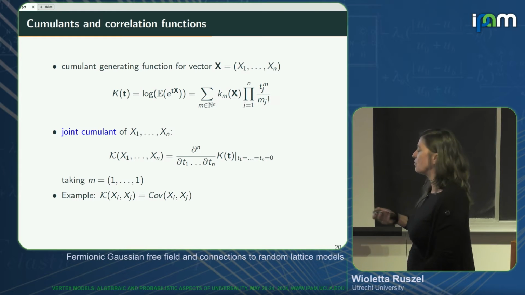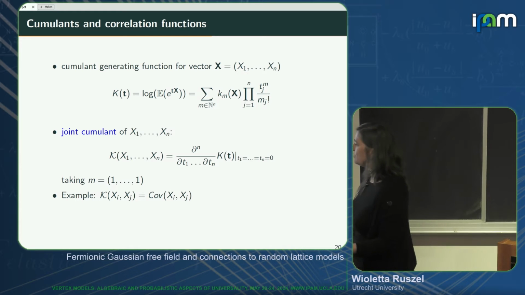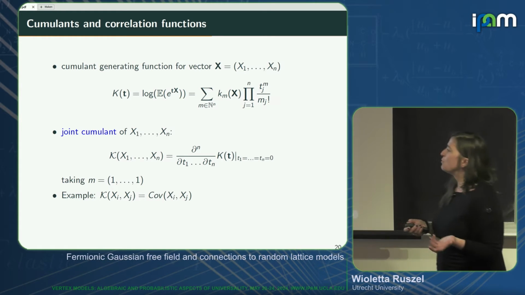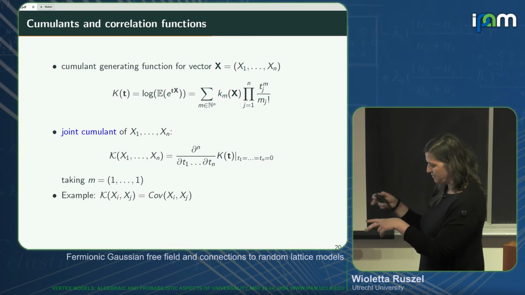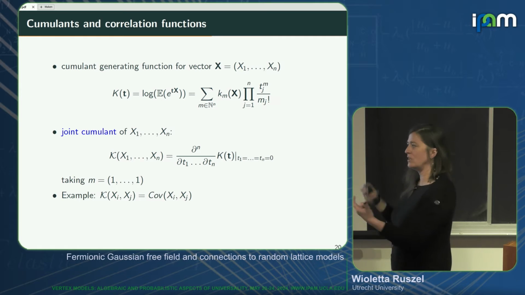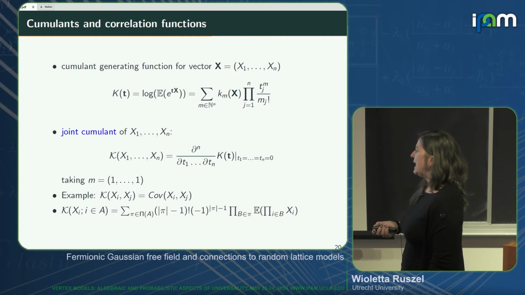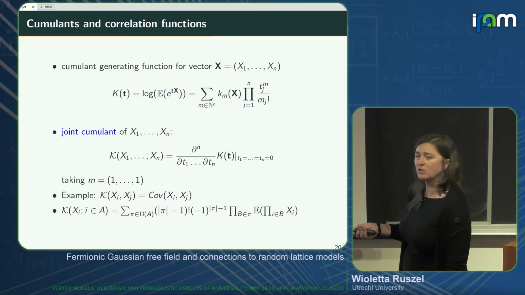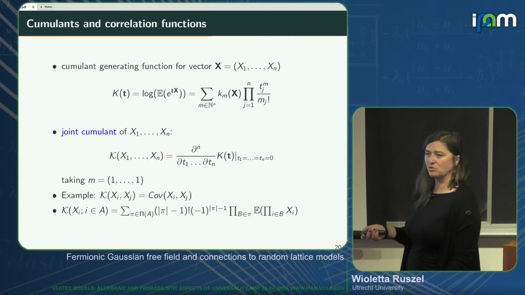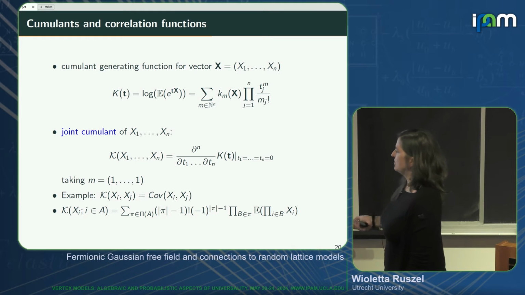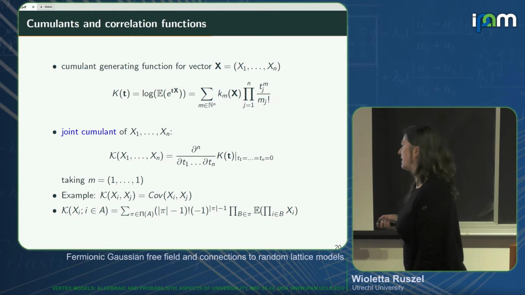In general, if you take, for example, 3, then this will give you the expectation of the product of the 3, and then all the combinations of 2 and 1. And if you're interested in k-point functions, there's a summation formula with which you can get them from the cumulants. There's another formula also for the other way around. So there's some mapping between the cumulants and the k-point functions.